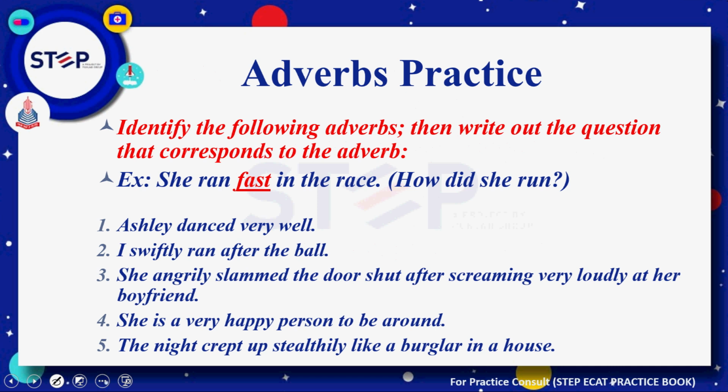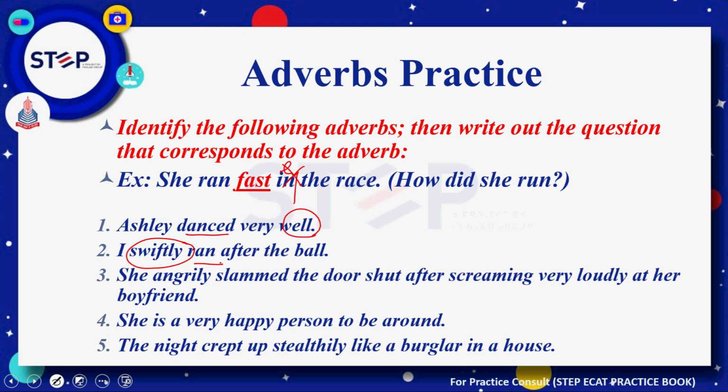Adverb practice. Let's see. "She ran fast." It's not necessary that every adverb takes "ly." For example, over here, adding "ly" would be wrong, because "fastly" is not correct standard English. "Ashley danced very well." So "danced" is a verb, and how did she dance? Well. "I swiftly ran." "Ran" is a verb, and how did I run? Swiftly.